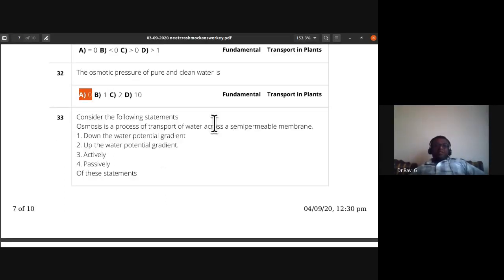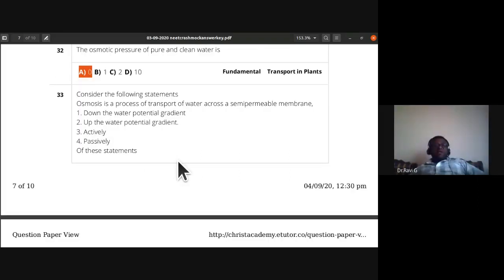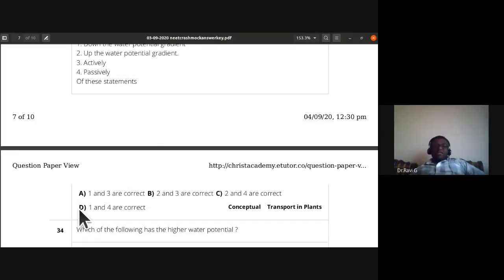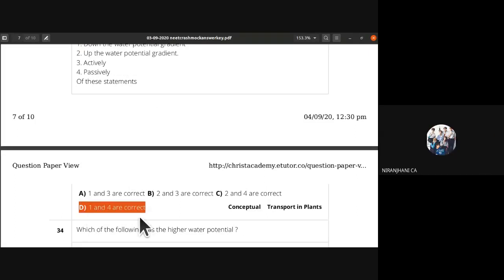Consider the following statements. Osmosis is a process of transport of water across a semi-permeable membrane: down the water potential gradient, up the water potential gradient, actively, passively. Of these statements, which are correct? Okay, so it is down the water potential gradient and passively. So 1 and 4 are correct. So which is that? D is the answer. Option D. 1 and 4 are correct.